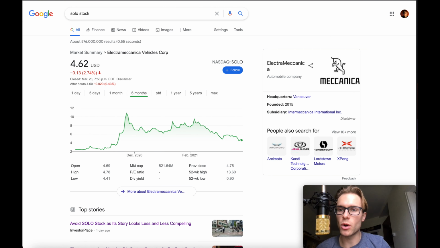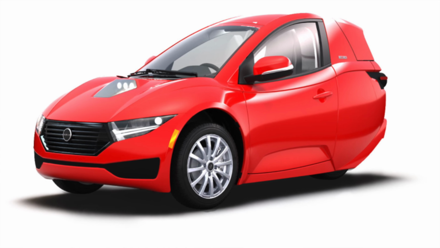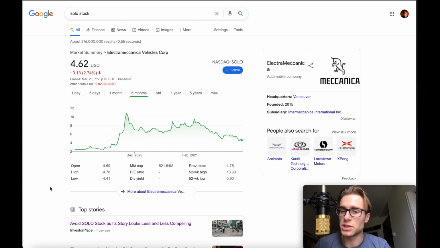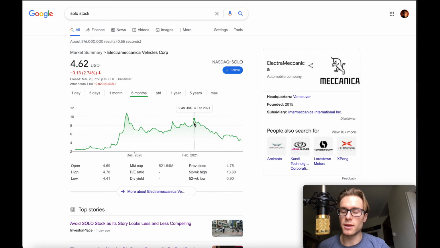Today we're going to be going over Solo. This is an electric vehicle company based out of Vancouver, British Columbia, and they produce a quirky one-seater vehicle called the Solo. A lot of people have actually been making fun of their products, and they don't know how widespread the adoption of their Solo vehicles is going to be. But from an investment standpoint, this presents a pretty intriguing opportunity.